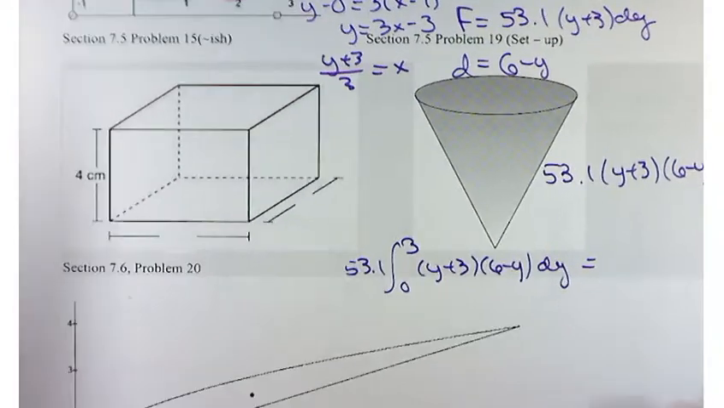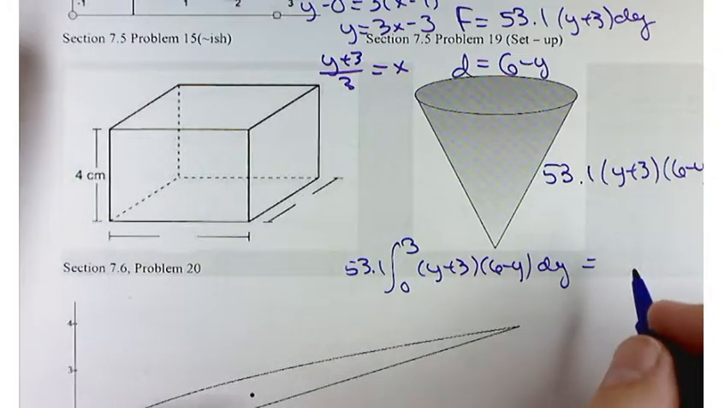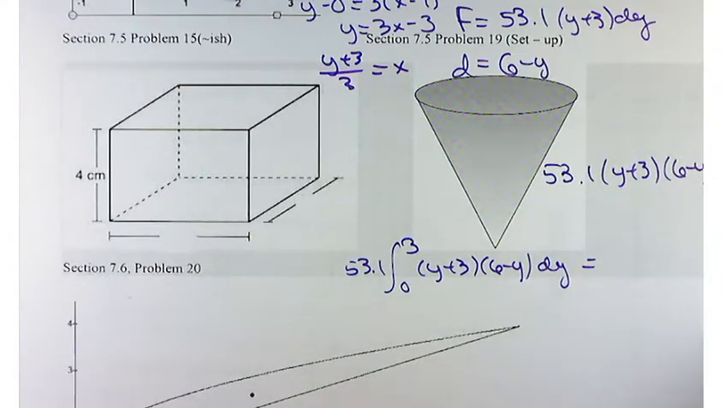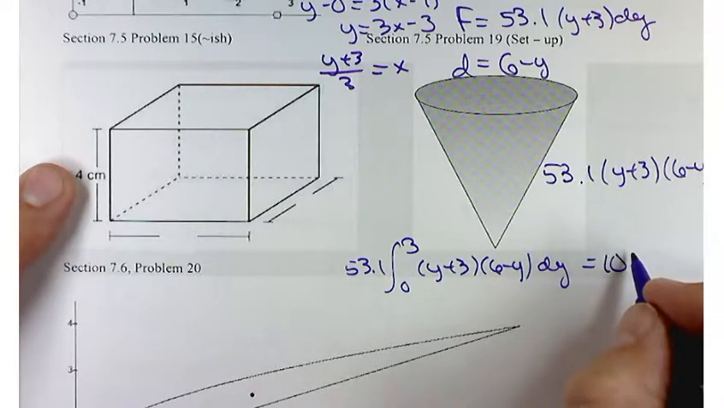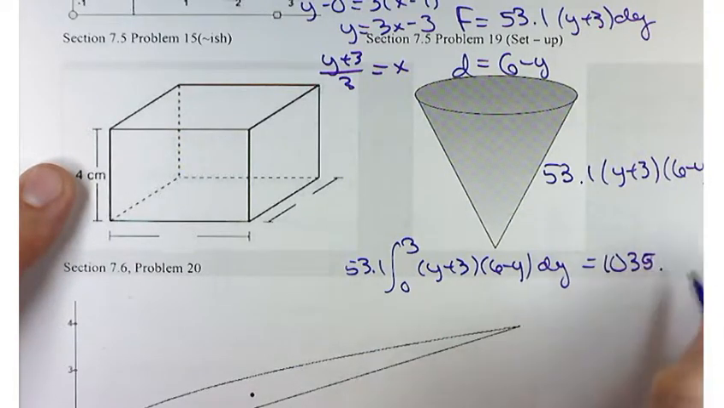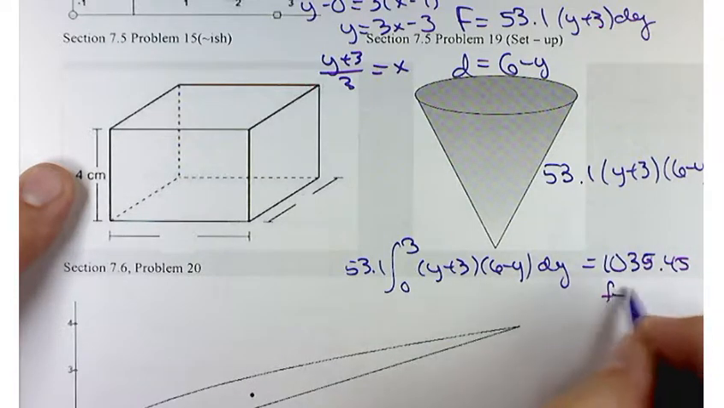And from there, what I would do is just FOIL it all out, or just dump it into numerical integration. What you should end up with is 1035.45 foot-pounds.